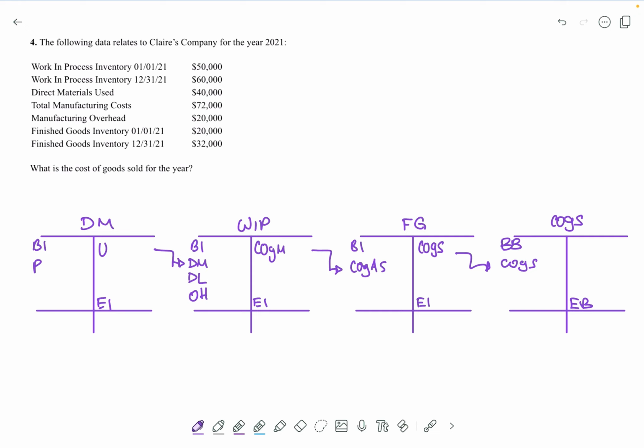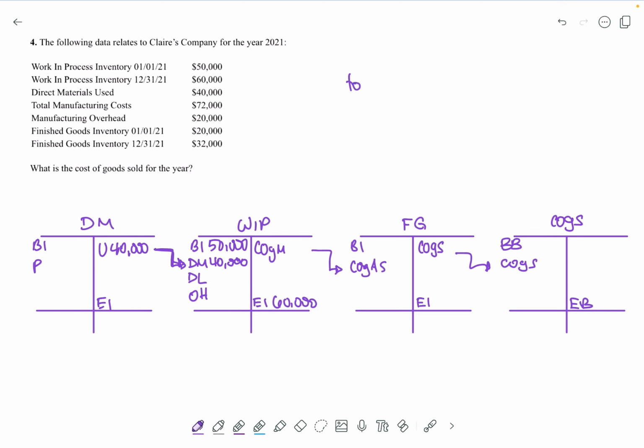So we have a beginning inventory for work in process is $50,000. We have ending inventory for work in process is $60,000. Remember, I know it's beginning and ending because I see January and December. Direct materials used is $40,000. This number is always this number. Total manufacturing cost is $72,000.